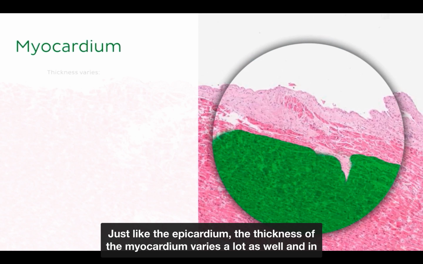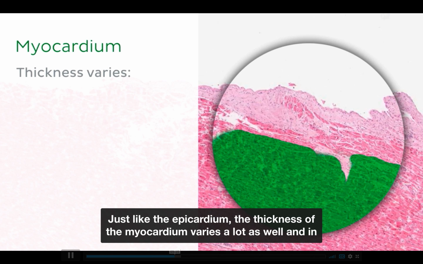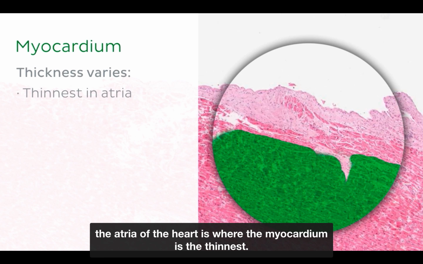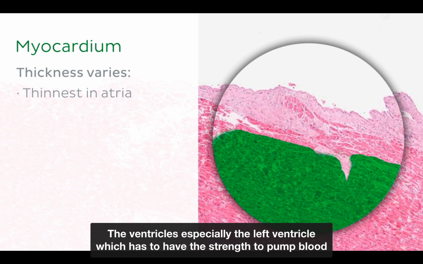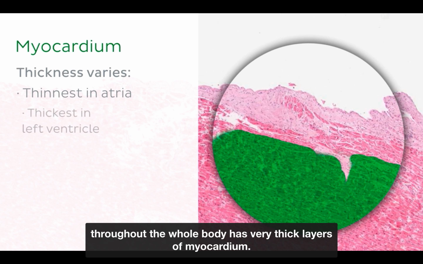Just like the epicardium, the thickness of the myocardium varies a lot as well, and in the atria of the heart is where the myocardium is the thinnest. The ventricles, especially the left ventricle, which has to have the strength to pump blood throughout the whole body, have very thick layers of myocardium.